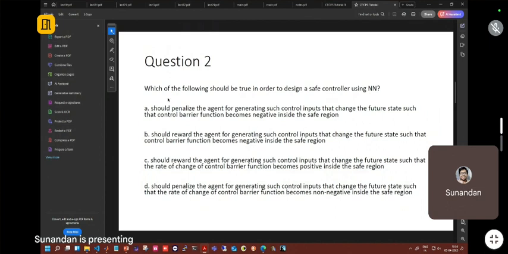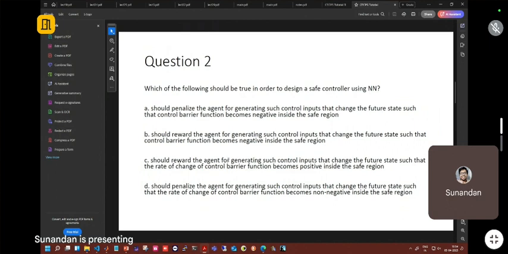Should penalize the agent for generating such control inputs that change the future state such that the control barrier function becomes negative inside the safe region, and should reward the agent for generating such control inputs that change the future state such that the control barrier function becomes negative inside the safe region. It is just opposite of that. No, not exactly opposite. Basically, I am asking whether you should penalize for being negative inside the safe region, or reward it for being negative in the safe region. Yes, these are basically opposite of each other.